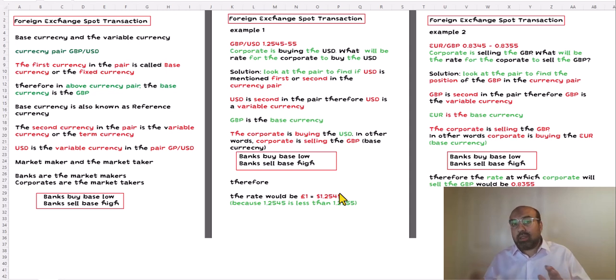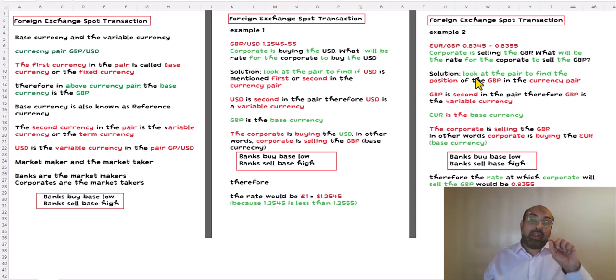Now we will look at the second example given to us. In the second example, we are given euro and GBP pair, and the bid and the offer rate given to us for euro and sterling is 0.8345 and 0.8355. You can see that we are told that corporate is selling the GBP. What will be the rate for the corporate to sell the GBP? If you look at the currency pair, you can see GBP is mentioned second. Therefore, GBP is a variable currency and the corporate is selling the GBP.